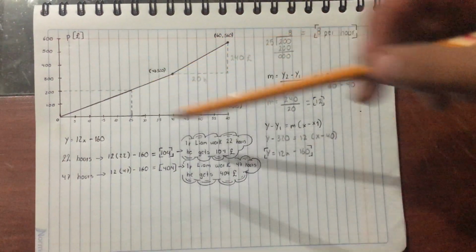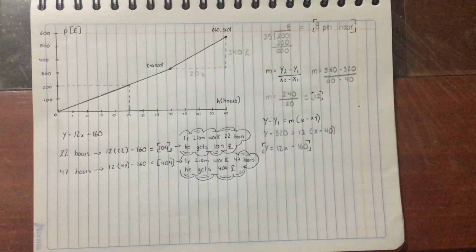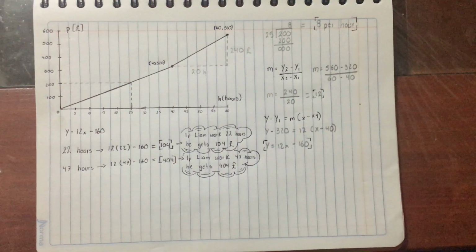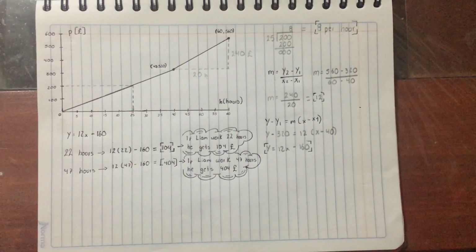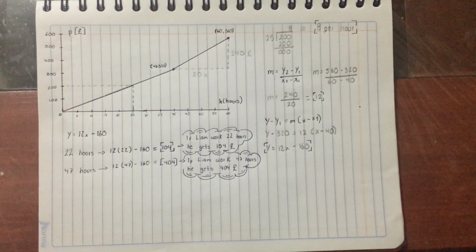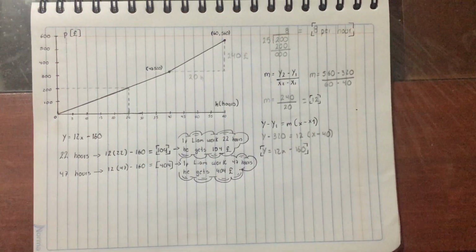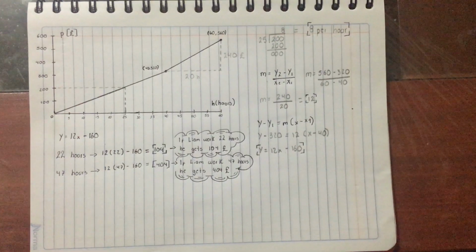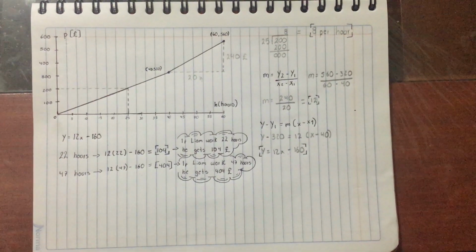This is the graph. So A: Find the equations for the pay-wage function. And B: Find the amount Liam is paid in a week that he works 22 hours and 47 hours.